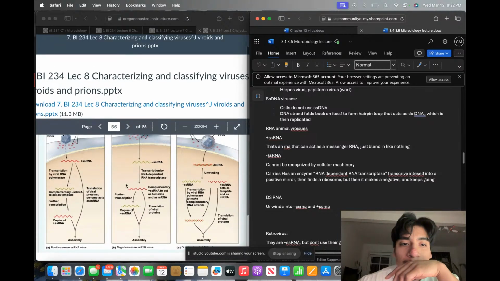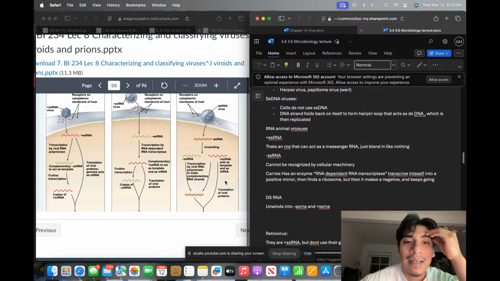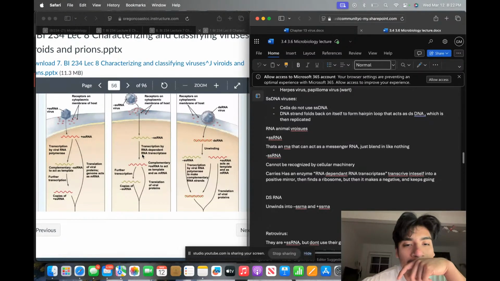But remember there were four, and one of them is double-stranded RNA. For double-stranded RNA, it's kind of a combination of both processes, just because it simply unwinds, and then it has the same process for positive-stranded RNA and for negative. So it's going to make itself. It's going to make another one.